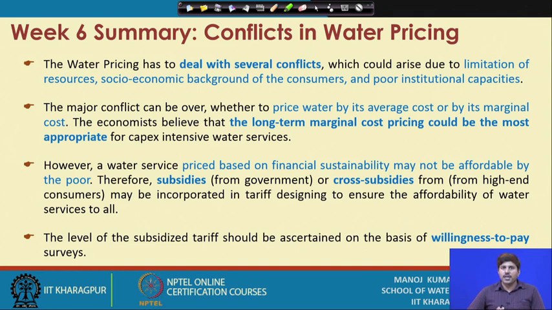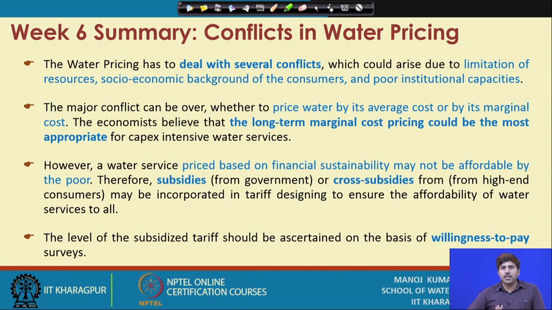Now, economists believe that long term marginal cost pricing could be the most appropriate for capex intensive water services. However, there are a lot of concerns associated with this, which were discussed in detail during the lectures, about how at times even marginal cost pricing can have issues. There could be a possibility of generating too much profit in marginal cost pricing. Water services cannot be used for generating too much profit, so that criterion should be seen accordingly, but in a fair way it can be priced at marginal cost. Short run marginal cost does not consider the capacity expansion.